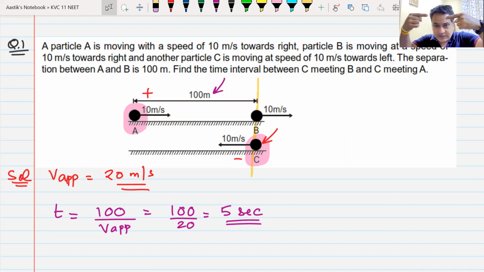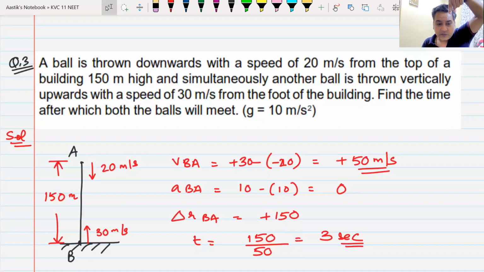Here the distance was 100 meters and the relative velocity was 20 meter per second. And you look at this question, now it is 150 meters and 50 meter per second. So in both the cases, whether they are moving like this or like this, there was no acceleration and it was pretty simple. Do we understand this?